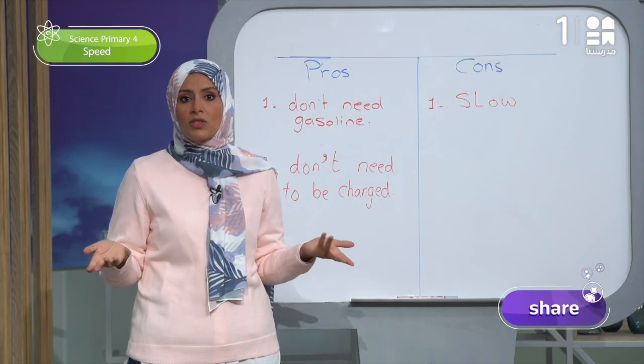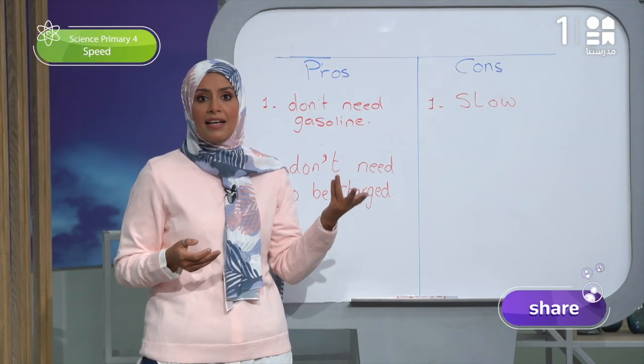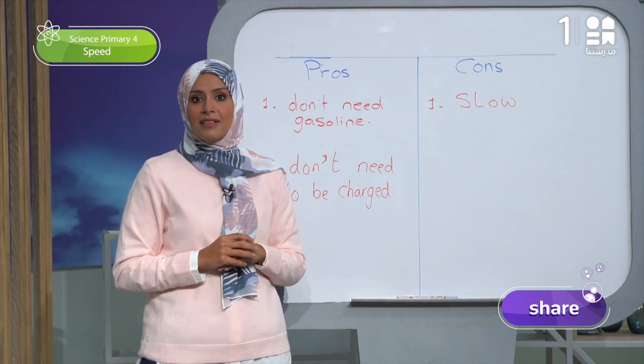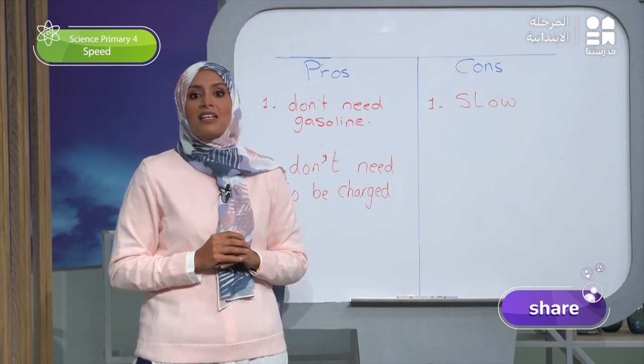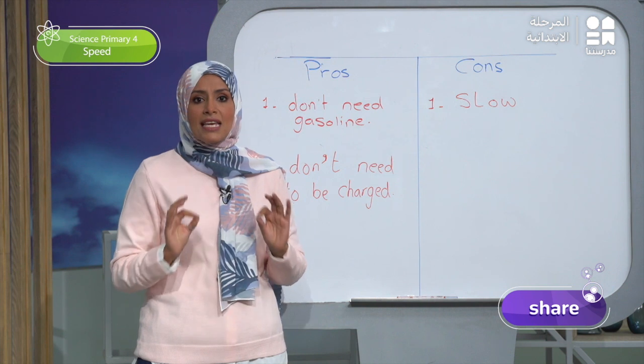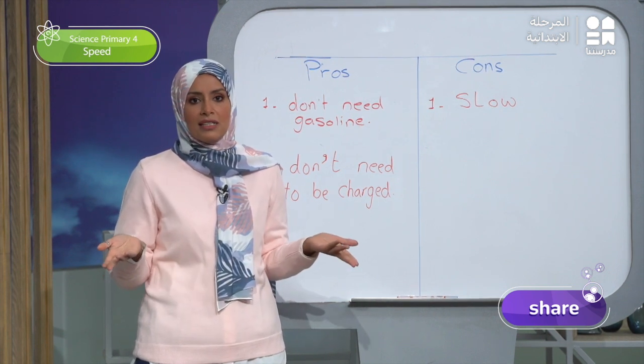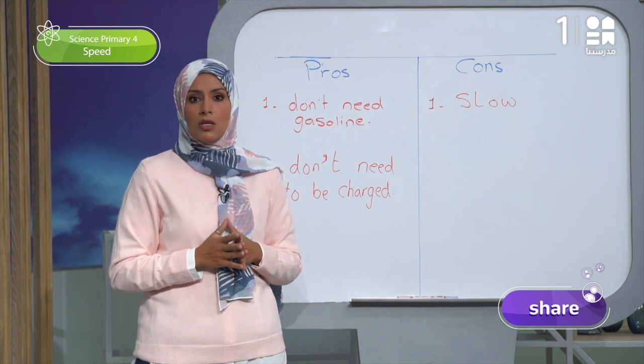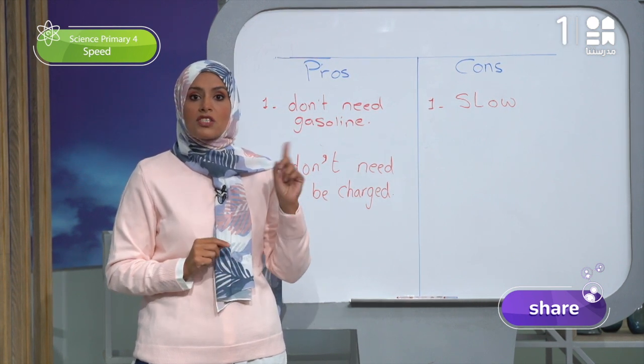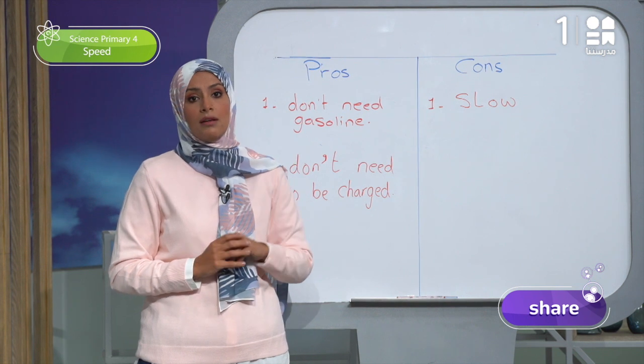So, what is the most important difference between solar and conventional vehicles? Excellent. Speed. Speed calculation. It's easy to calculate the speed of conventional cars, but it's not easy to calculate the speed of solar vehicles. Do you know why? Because there is no speedometer in the solar vehicle.